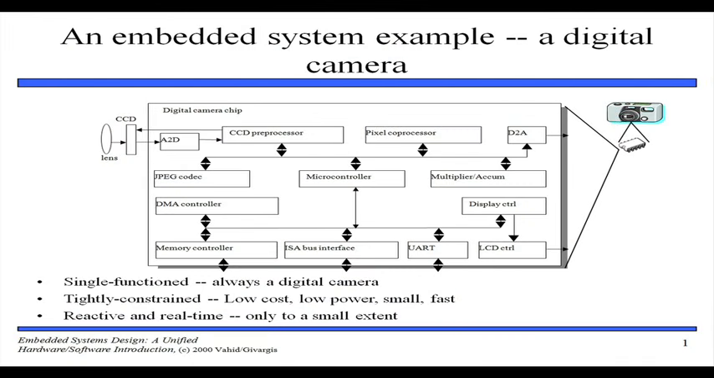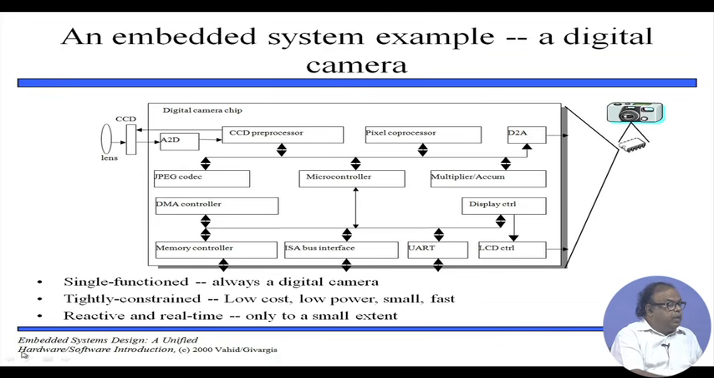Next, we will come to a slide that will give you an example of an embedded system. So, this is an example of an embedded system, which is a digital camera. It has been taken from the book Embedded System Design, a Unified Hardware Software Introduction by Frank Vahid and Tony Givargis. Okay. It is a Wiley publication.